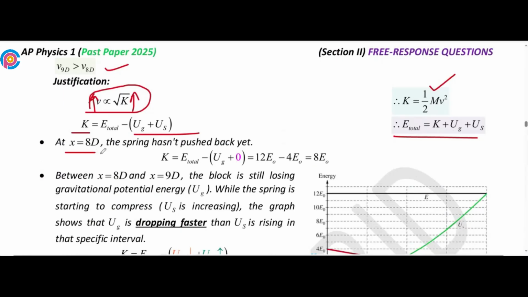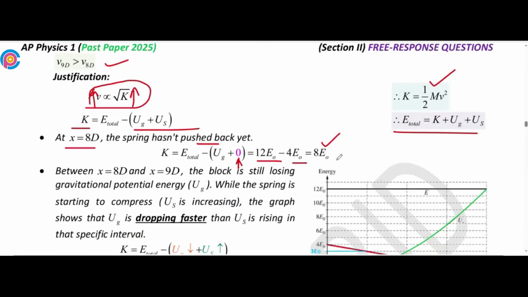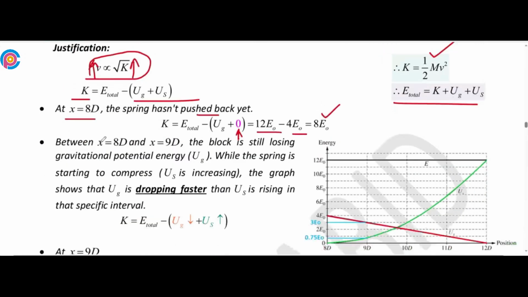So what happens at x equals 8d? The spring hasn't pushed yet, so there is no spring energy, and that is marked as 0. E total minus Ug: 12 E naught minus 4 E naught is equal to 8 E naught. So we have the value of the kinetic energy at 8d as 8 E naught.